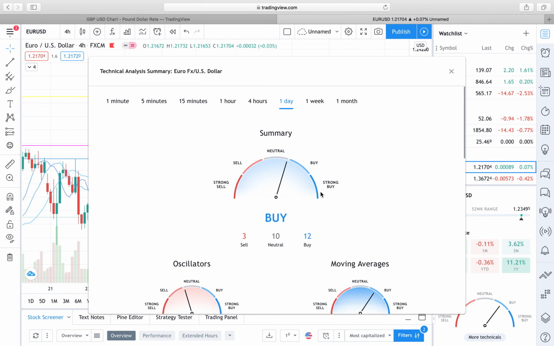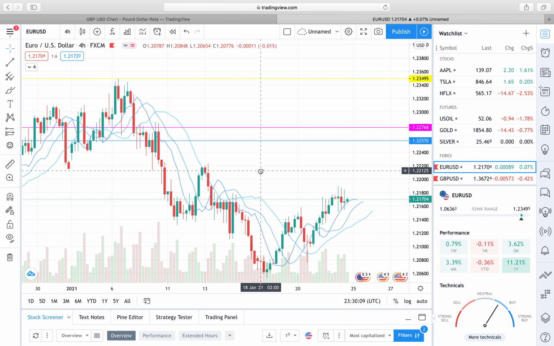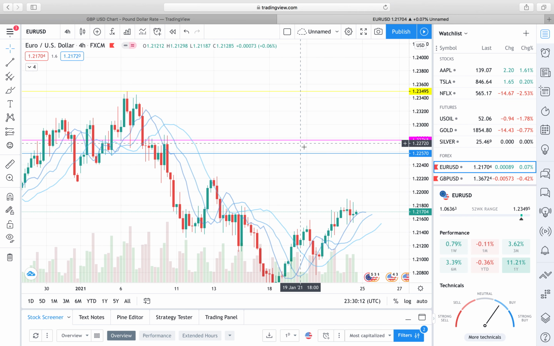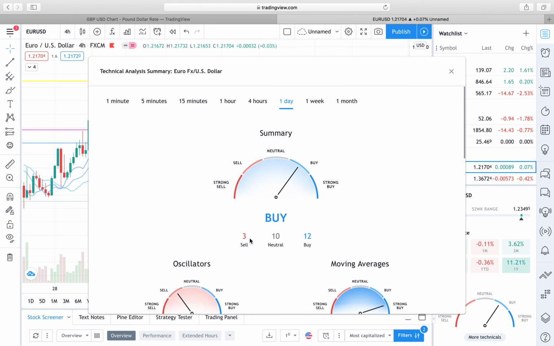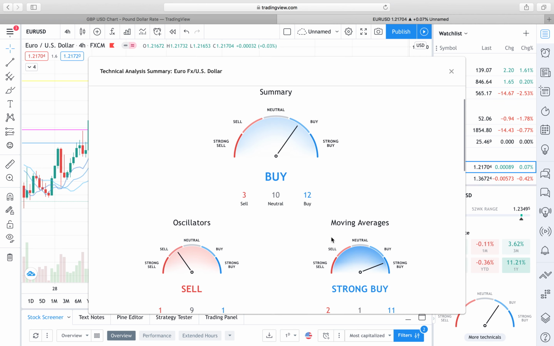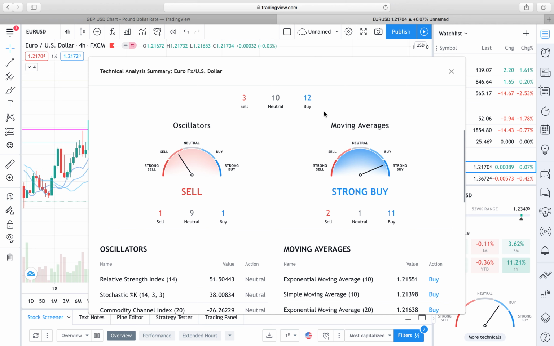They're saying it's a buy right now, but the way my lines are, I would not yet, because it has not hit my entry point yet, so it wouldn't be a buy for me. But yeah, 3 are saying to sell it, and then 10 are neutral right now, and then 12 are saying to buy it. Okay, I like those odds, and it's a strong buy. By the way, it's moving right now. The oscillators are saying to sell. That's because they're 1 and 1 right now, and 9 are still neutral about it.